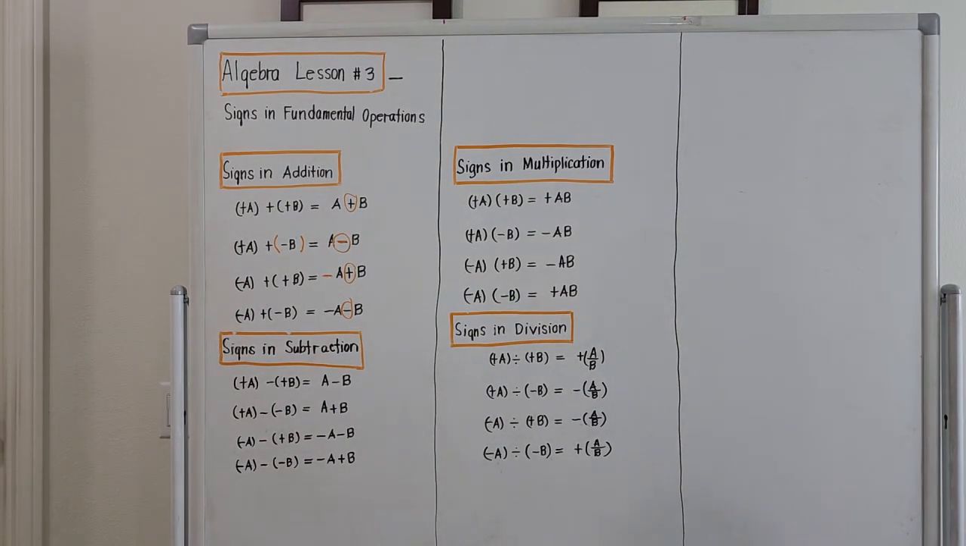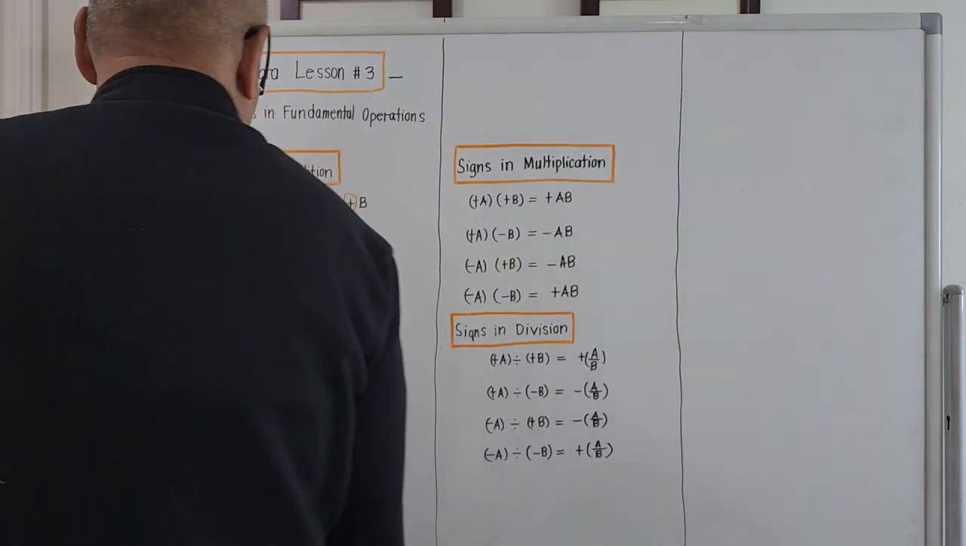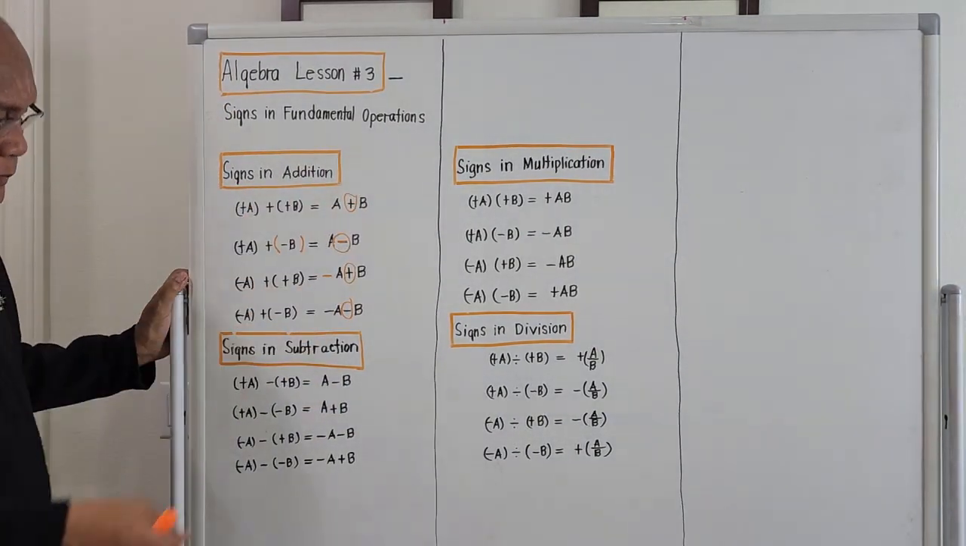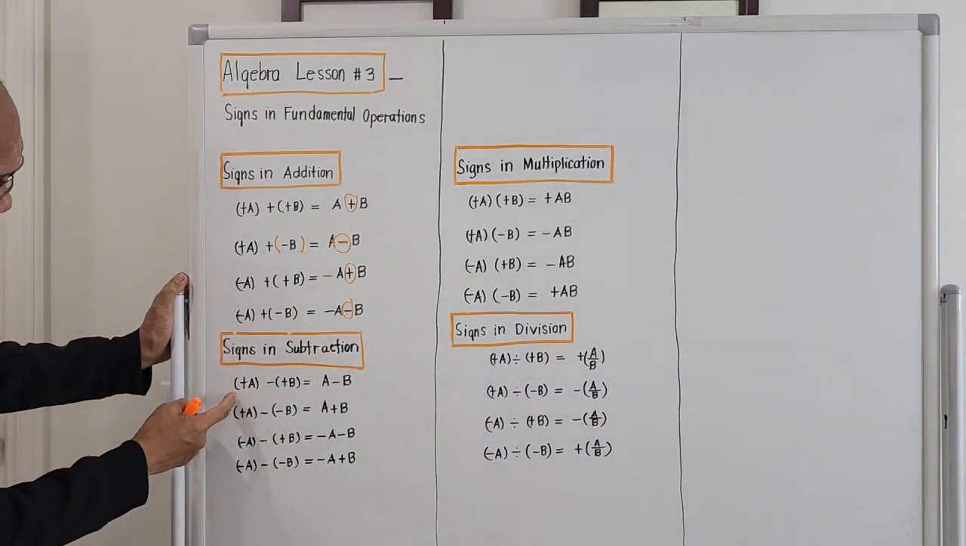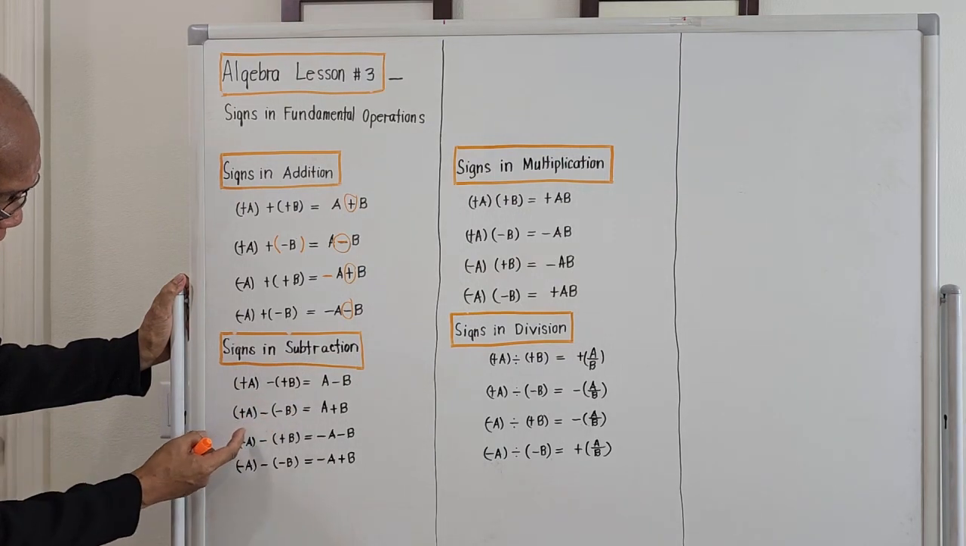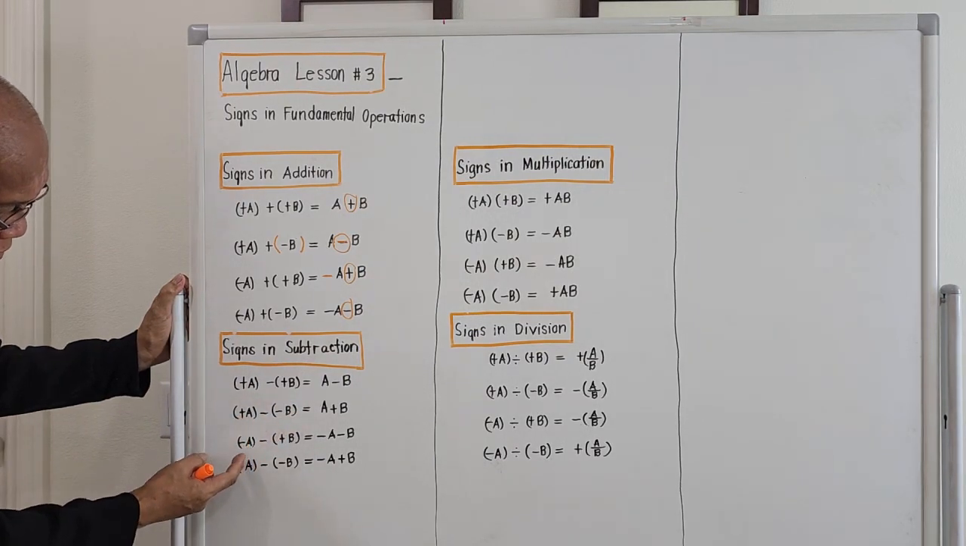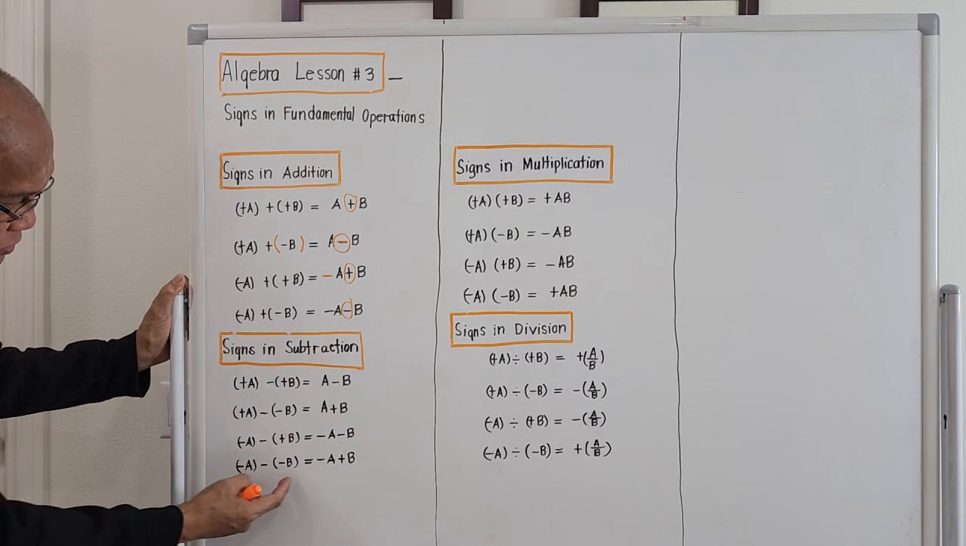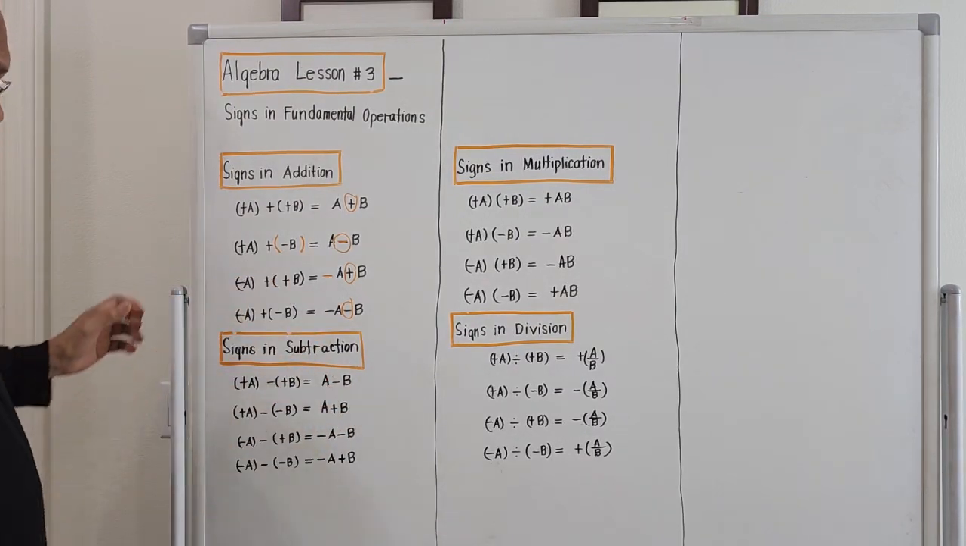For subtraction, we'll expedite a little bit. There are also four possibilities. First one is plus, plus. Second is plus, minus. Third is minus, plus. Fourth is minus, minus. Okay, let's try to take the first one.